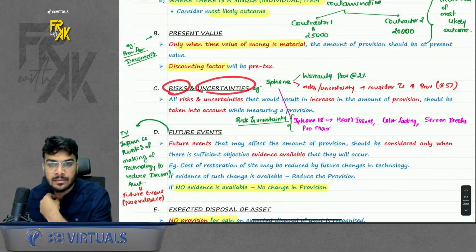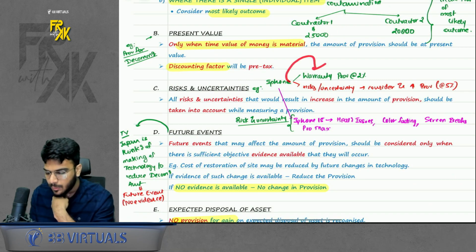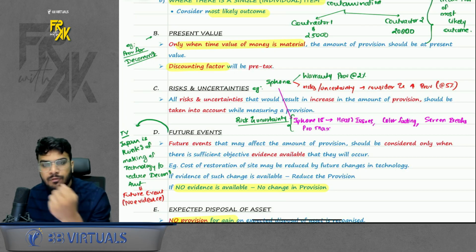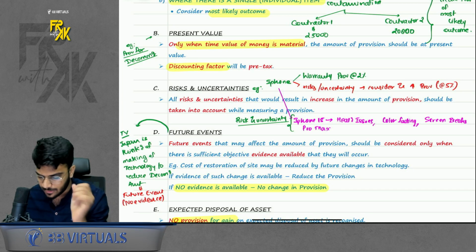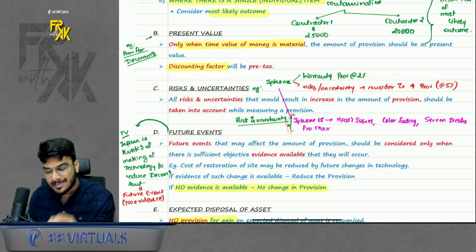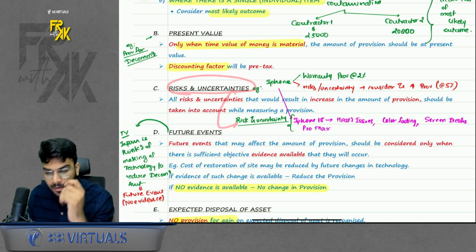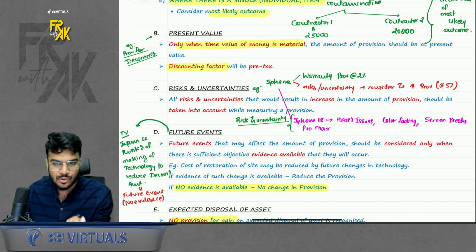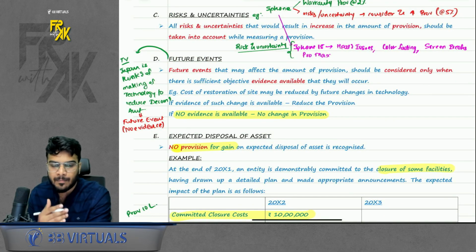Next, risk and uncertainties. What is the meaning of this? Let's say, for example, you are creating a provision of 2% on your sales. Let's say I'm an iPhone company. Now with iPhone 15, there were some issues like heating issues, color fading, screen breakage, due to which, can I say, customer claims will increase. So should I consider this risk and uncertainty and increase my amount of warranty provision? The answer is of course yes, you should. Okay. Next point is future events. What is the meaning of future events? Let's say, for example, I was watching a TV.